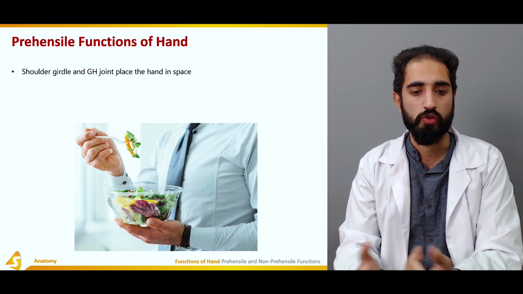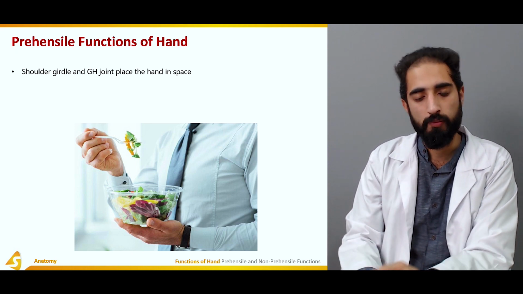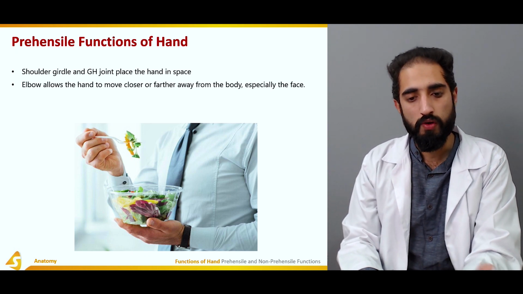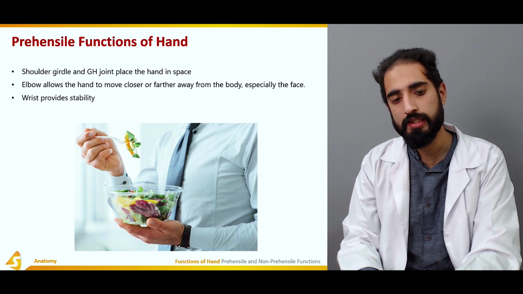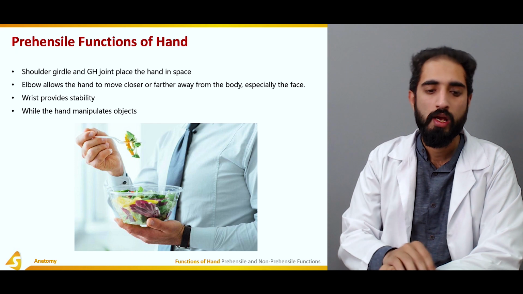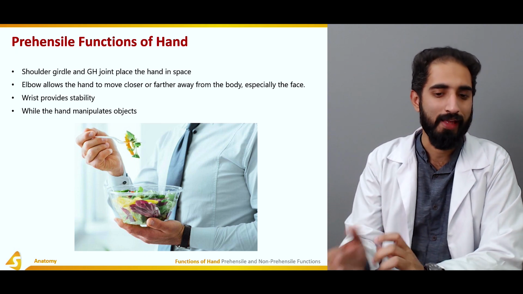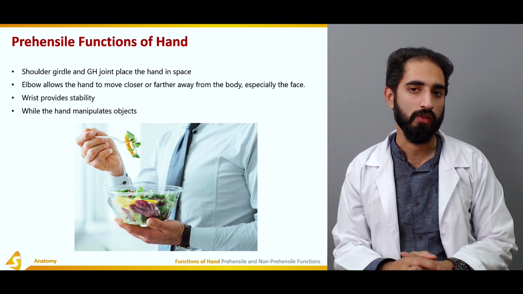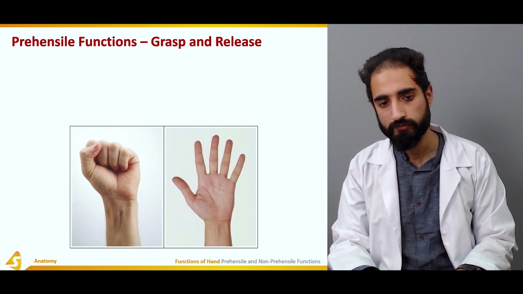As I already mentioned, the shoulder girdle and glenohumeral joints place the hand in space. The elbow allows the hand to move closer or farther away from the body, especially the face. The wrist provides stability by keeping the hand in a functional position, and the hand manipulates the object. That is actually a collaborative function of all of these joints that results in a purposeful movement.